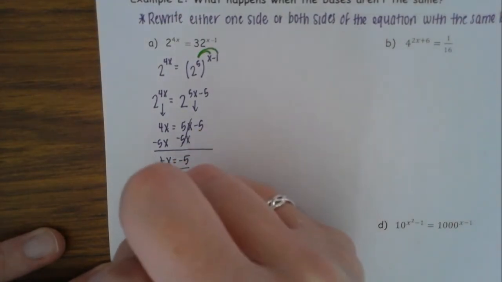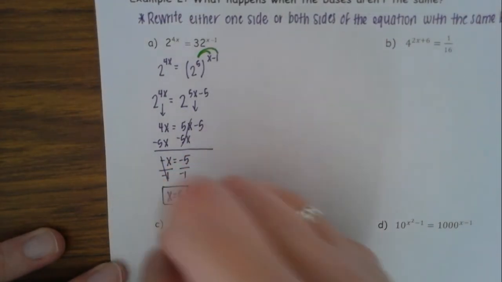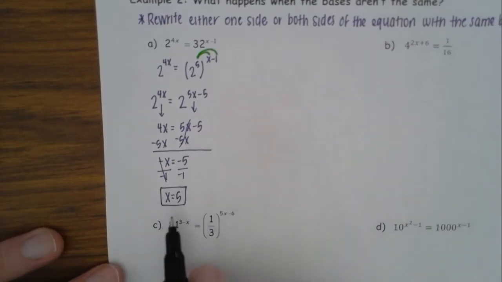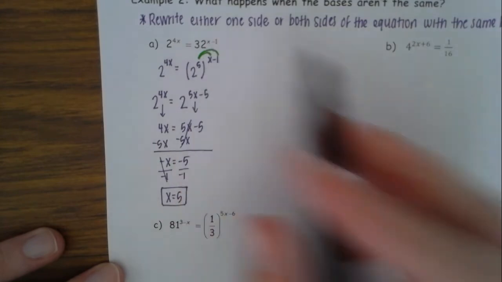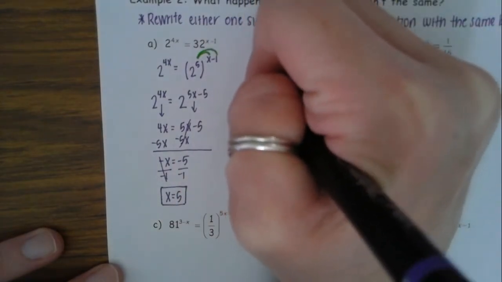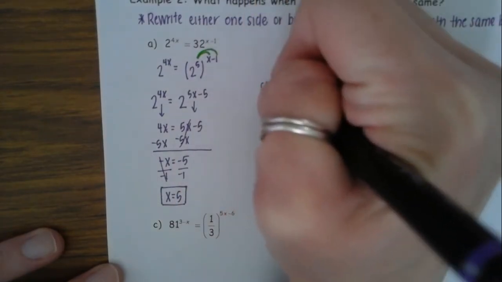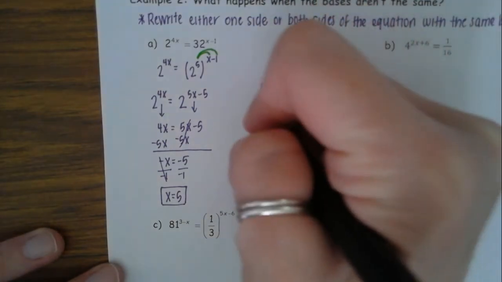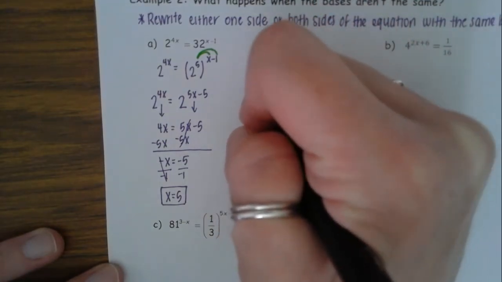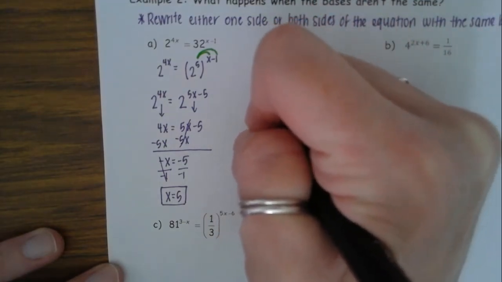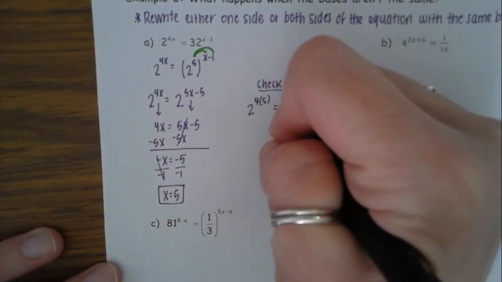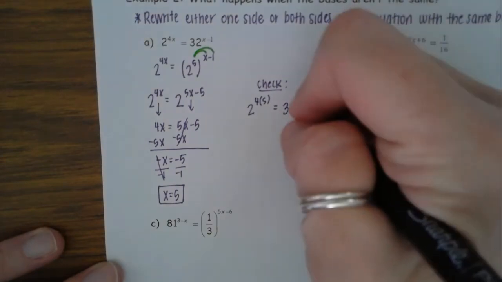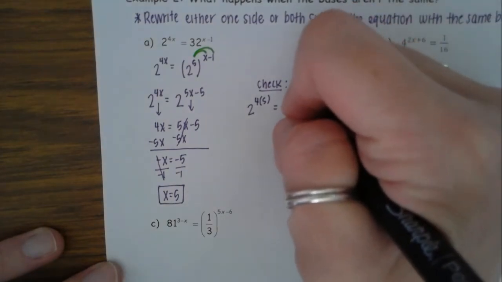And again, I am going to go back and just double check to make sure that I've done my math correctly, because if x is equal to 5 is the correct solution, then when I substitute it back in on the left-hand side and right-hand side over here, it's going to give me a true statement. So let's check it. On the left-hand side, in my original, I have 2 to the 4 times x, so 2 to the 4 times 5. And then on the right-hand side, I have 32 raised to the x minus 1, so 32 raised to the 5 minus 1.